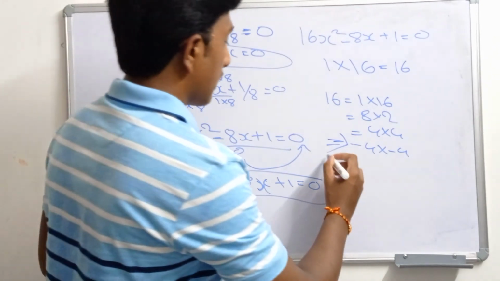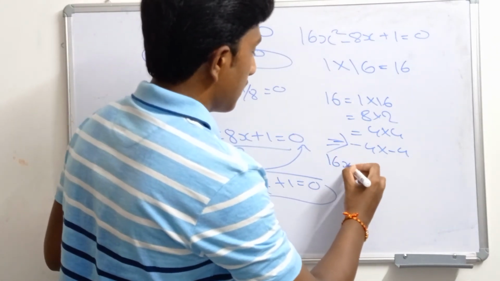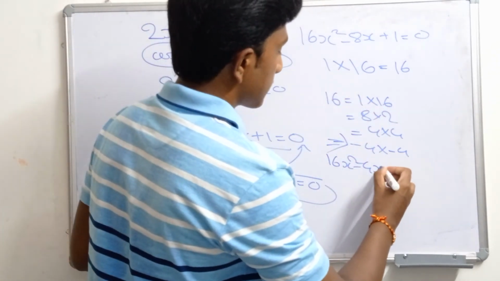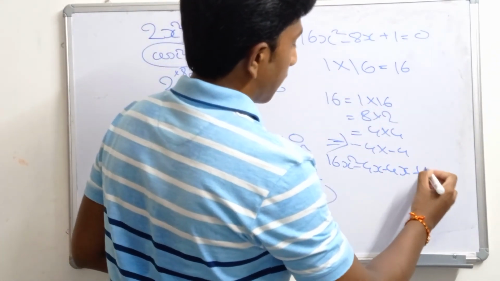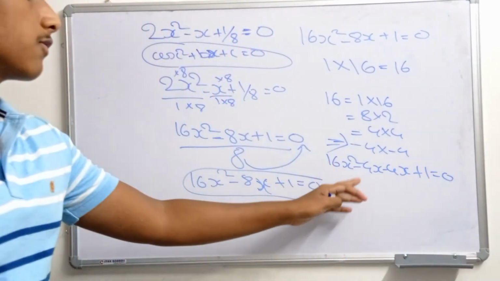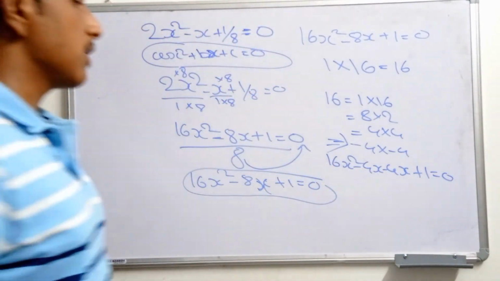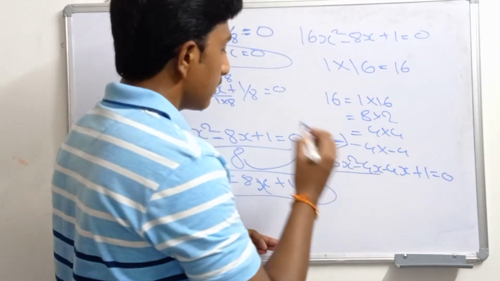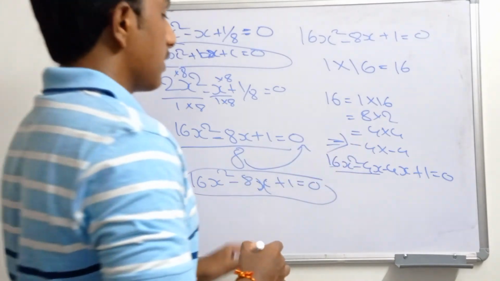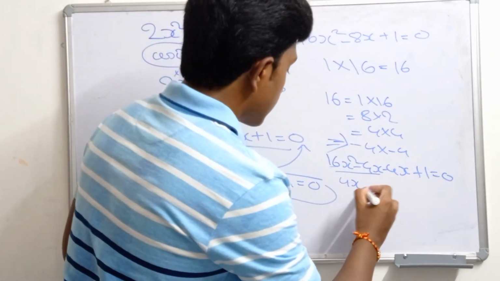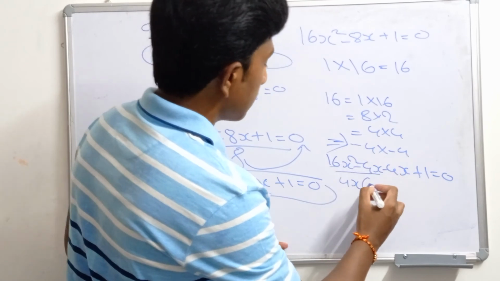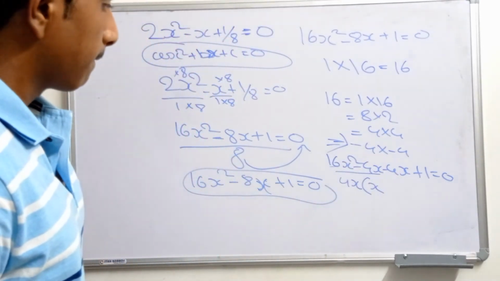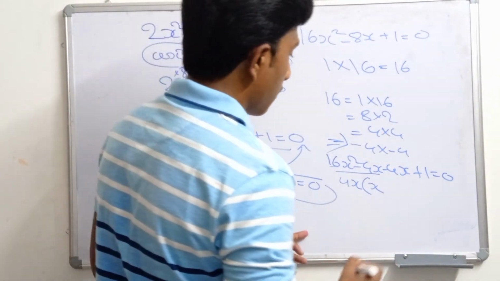So we can write that as 16x square minus 4x minus 4x plus 1 is equal to 0. Minus 4x minus 4x is equal to minus 8x. So in the first two terms, 4x can be taken as common. Here x is left, and it can be written as 4x into 4x minus 1, I hope.